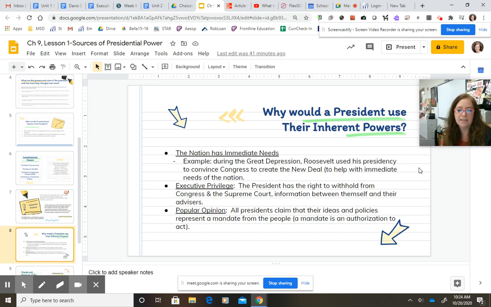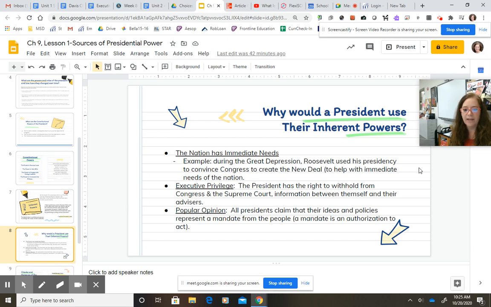Executive privilege. The president has the right to withhold from Congress and the Supreme Court information between themselves and their advisors. Basically what that's saying is what the president says in closed chambers with his cabinet members, his advisors, does not have to be reported to Congress or the Supreme Court. So it's kind of like if you're married, you don't have to testify against your spouse. It's kind of like that at a little bit lower level, that they have the right to not discuss what happens behind closed doors.